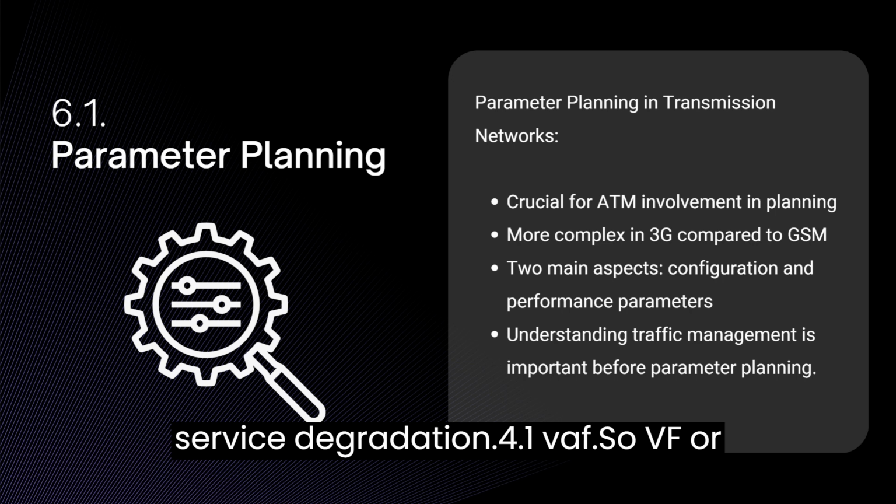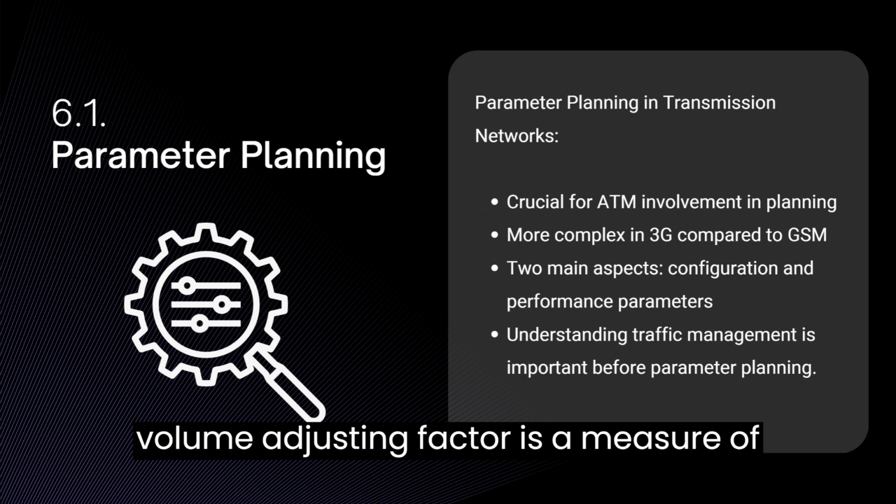And on part 6.1, parameter planning. Parameter planning is crucial in transmission network planning because of the involvement of ATM, which is also called asynchronous transfer mode. This has made transmission planning in 3G network more complex compared to GSM networks. There are 2 main aspects of parameter planning in ATM networks: configuration parameters and performance related parameters. Before diving into parameter planning for ATM services, it's important to understand traffic management on the ATM networks.